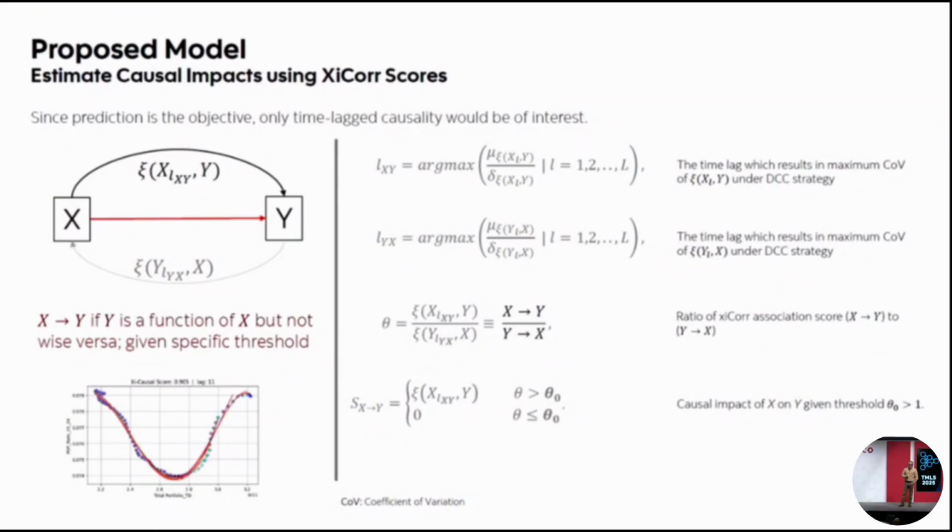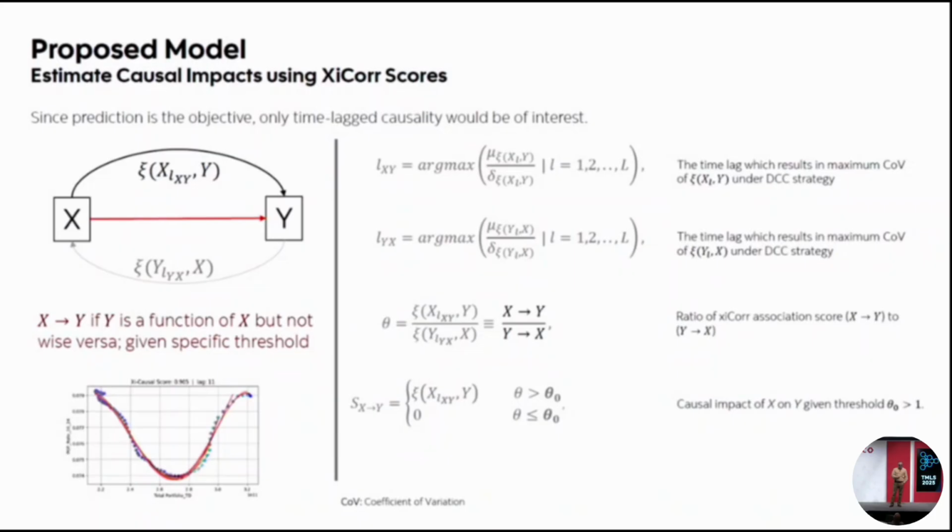So we need to do some mathematics, but I don't want to go deep. If you look at the left side of the slide, we can say X causes Y if Y is a function of X, but not vice versa, given a specific threshold. I provided the graph here, so you can see, for example, X and Y here.